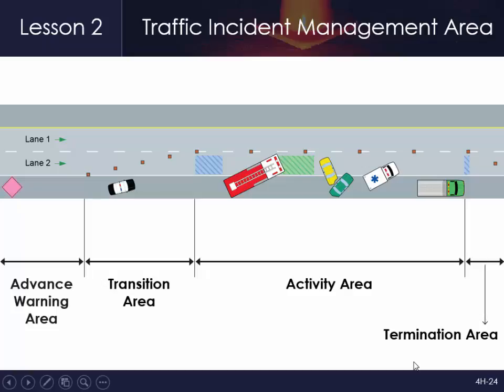if we're on scene for an extended amount of time. We must have an advanced warning area, a transition area, which is where we would have our cones, which are tapered off before they get to the blocking apparatus.